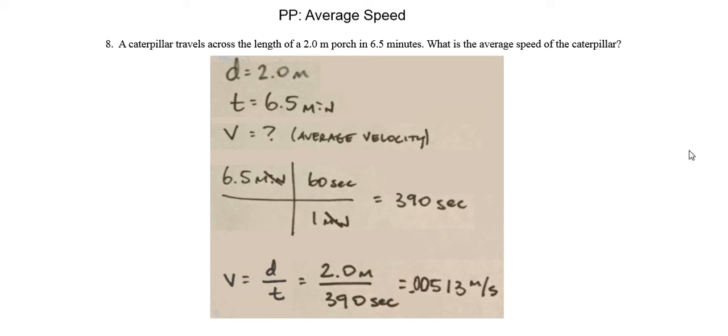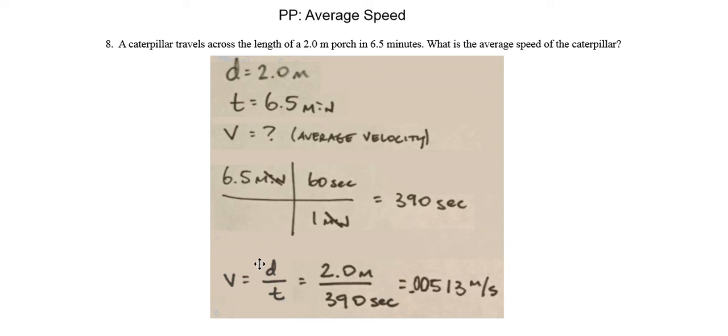Alright, this first problem is an average speed problem. It says a caterpillar travels across the length of a 2-meter porch in 6.5 minutes. What is the average speed of the caterpillar? We don't want to know initial velocity or final velocity or maximum velocity or instantaneous velocity. We want to know what his average was over the whole time. So we take the total distance and the total time, and it'll give us average velocity.